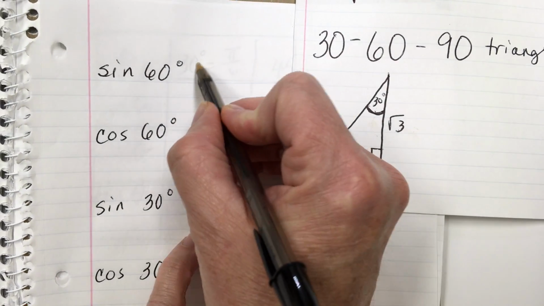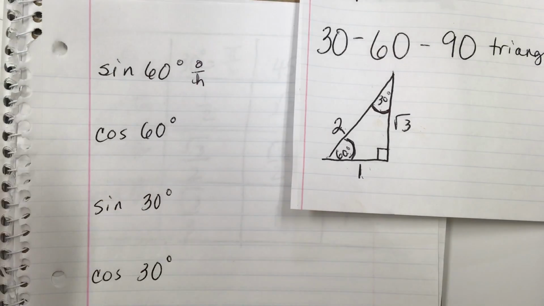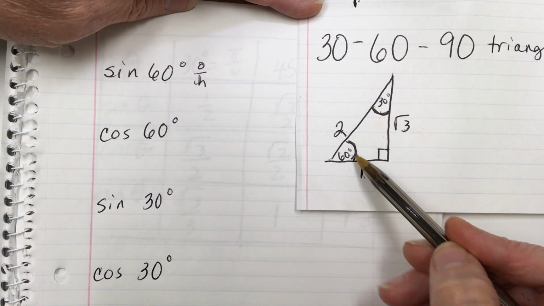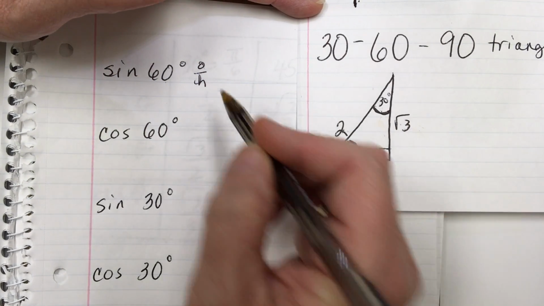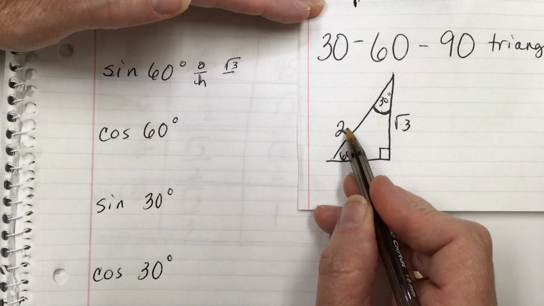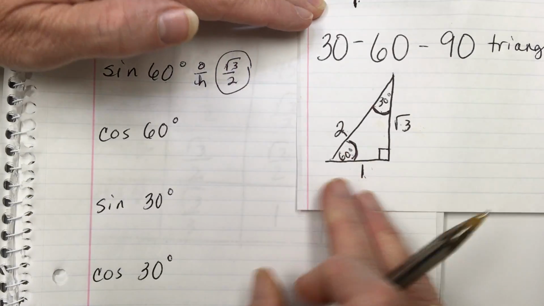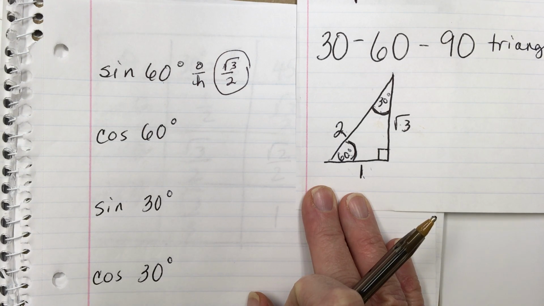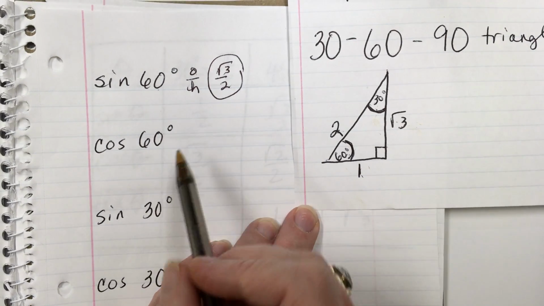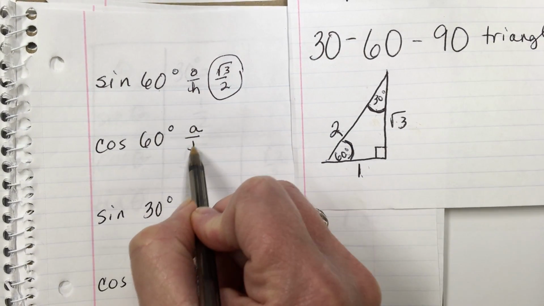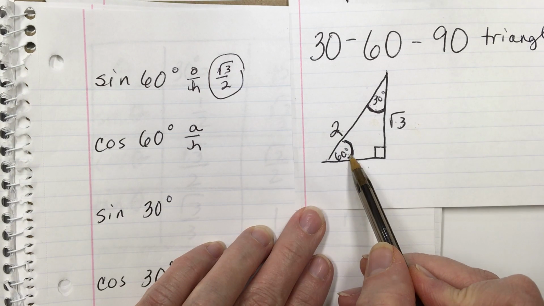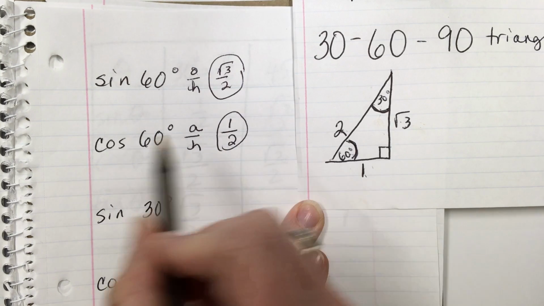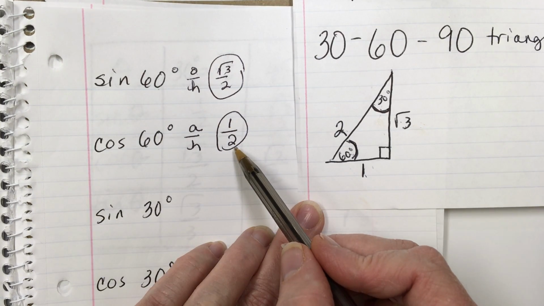Sine is opposite over hypotenuse. So your opposite side of angle 60, so you go to this specific angle using angle 60. The opposite of 60 is square root of 3 over the hypotenuse is 2. So your answer for sine of 60 is square root of 3 over 2. Next, cosine of 60. Cosine is adjacent over hypotenuse. So using angle 60, the adjacent side to angle 60 is 1 over the hypotenuse is 2. So cosine of 60 is 1/2.